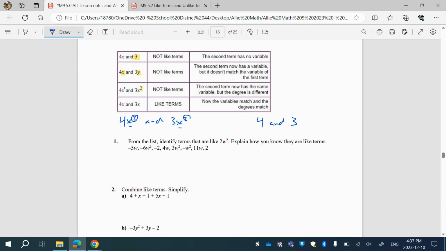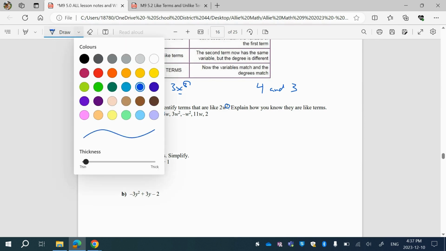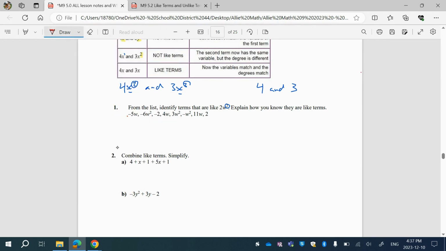So let's do some examples. Hopefully that'll help us. From the list, identify the terms that are like 3w squared right here. Explain how you know they are like terms. Okay, so this negative 5w, it does have a w, so it has the same variable. However, it's not the same degree. We have a degree of 2, and here we have a degree of 1, so that's going to be a no for us.